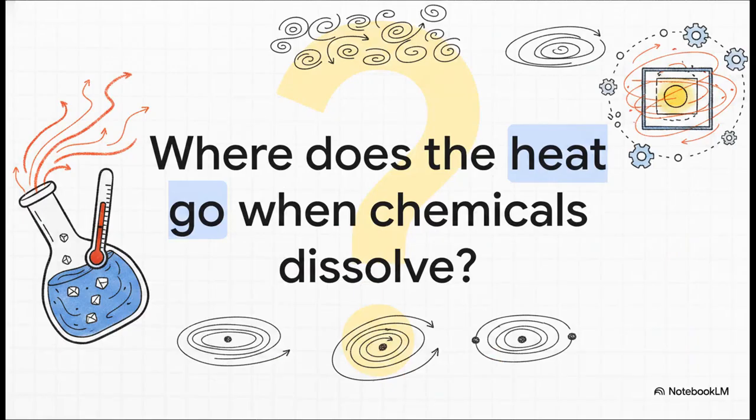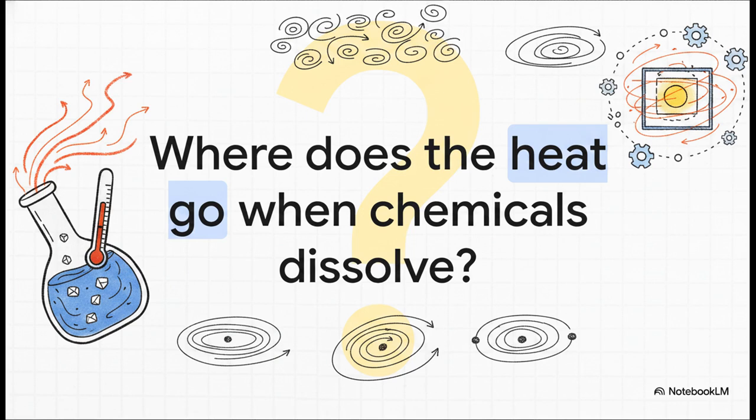Okay, let's dive into this. Think about it. When you stir table salt into a glass of water, it vanishes, right? But what about the energy? Where does the heat actually go when chemicals dissolve into a liquid? Down at the microscopic level, these molecules are just violently colliding and tearing apart. But how do we possibly measure something that we can't even see?